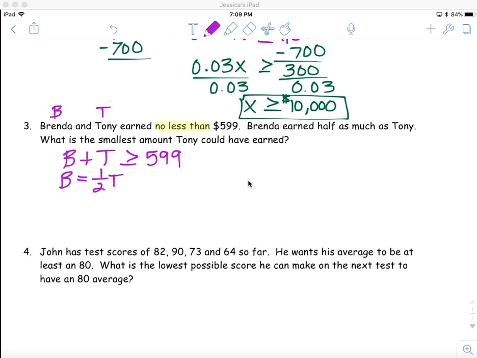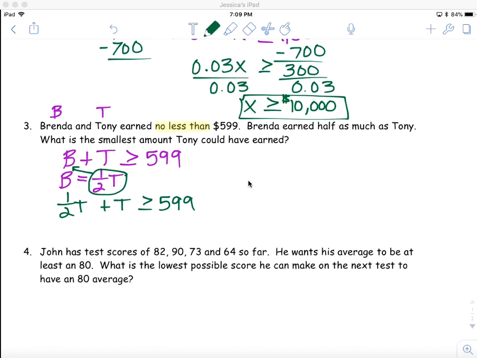Now, you can solve this using a fraction or you can solve this using a decimal. It's really up to you. I will show you how to do it both ways. First, if we're going to do it with a fraction, you're going to take 1/2 T, since that's what B equals, and you're going to replace B with it. You're going to plug it in for B. This becomes 1/2 T plus T is greater than or equal to 599.